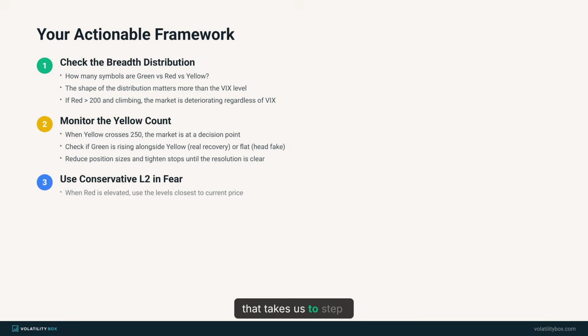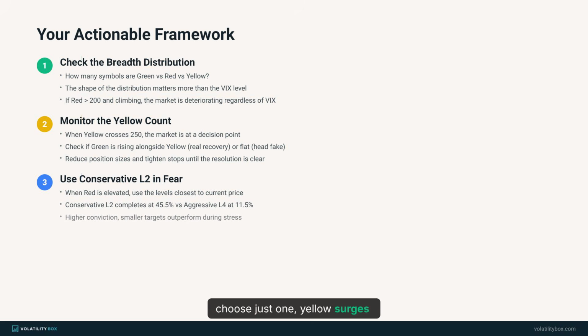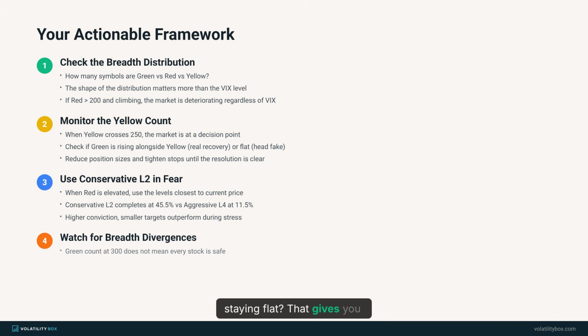So that takes us to step two. Watch for these yellow surges. If you have to choose just one, yellow surges are the ones to pay attention to. When yellow crosses this 250 threshold, that's when you want to see what's happening here. Do we have stocks agreeing in the green market pulse? Is that rising alongside, or is that number staying flat? That gives you your next clue, which takes you to step three.